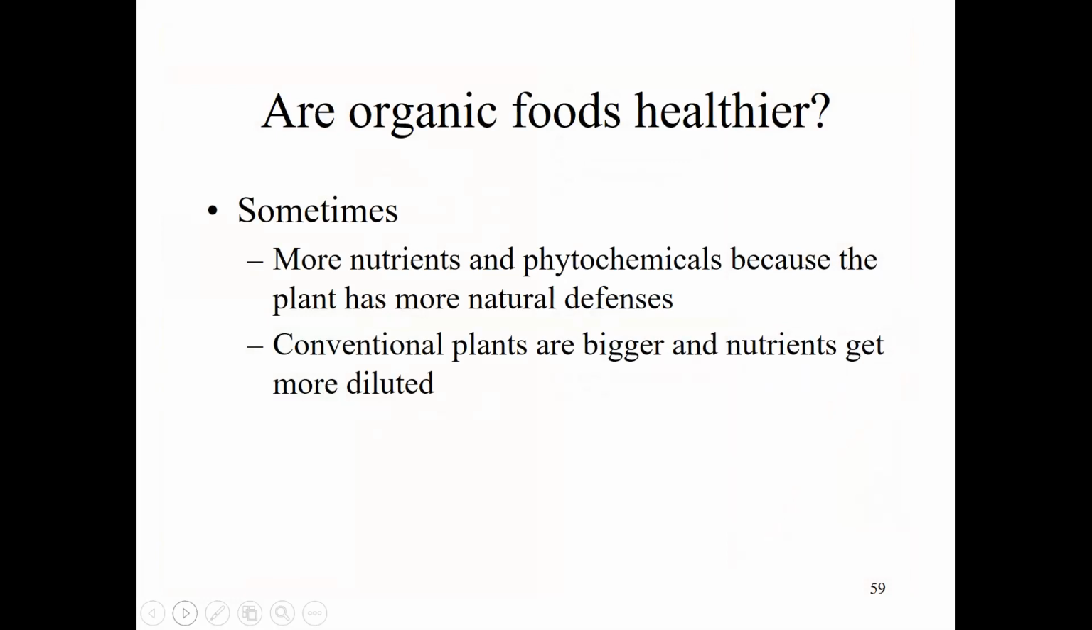Are they healthier? That's not as clear cut as you might think. Sometimes they're healthier. The nutrients and phytochemicals can get more condensed, so have a higher quantity just because you can't use unnatural pesticides and things like that. So the fruit or vegetable can have more natural defenses, which is usually a good thing. Conventional plants, if you've ever noticed, tend to be a lot bigger. The organic tend to be smaller, so again, there's more nutrient density in the smaller organic version.